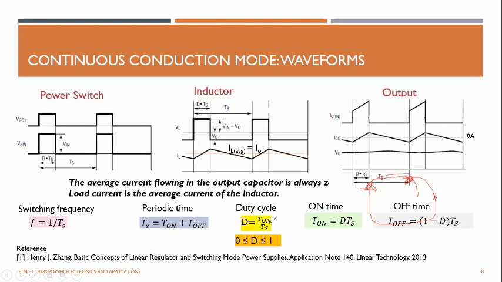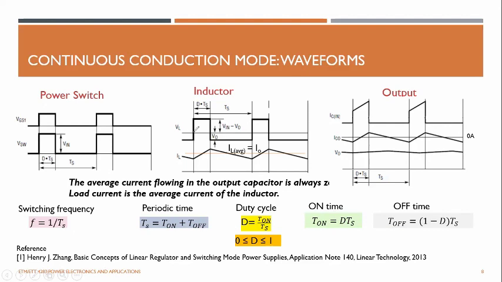And if you know the duty cycle, T on is D into TS, right? So just multiplying this, the on time is DTS. And the off time is 1 minus D times TS. So you can substitute this into this equation and get this equation from here, right? So T on is DTS and T off is (1 minus D) TS. You have to remember these parameters because they are the most fundamental part of switch mode power supplies.